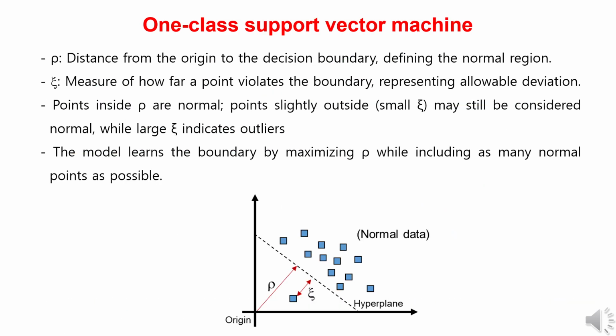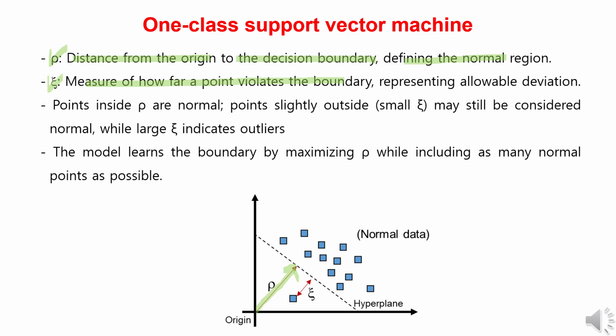In one-class SVM, this parameter is defined as the distance from the origin to the decision boundary. This distance serves as the criterion for setting the boundary that encloses the normal data. The extent to which each data point has violated or strayed past this boundary is represented by the variable xi. This value evaluates whether the data point has exceeded the permissible limit outside the decision boundary.